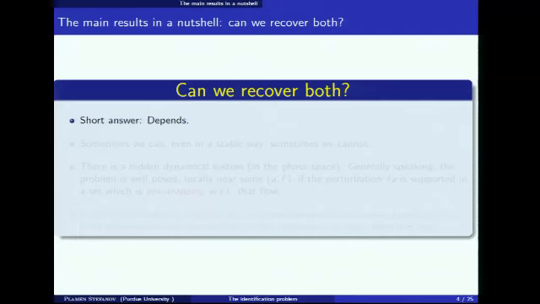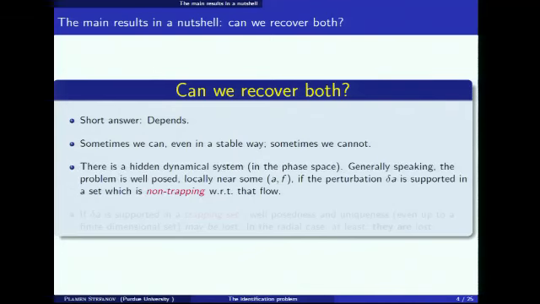That I'm going to explain this, of course. Sometimes we can, sometimes we cannot. And when we can, I'm not going to say that every time we can do it in a stable way, but you can do it even in a stable way under some conditions. And I think, at least for me, the most important thing is that there is a hidden dynamical system in the phase space which is behind this problem.